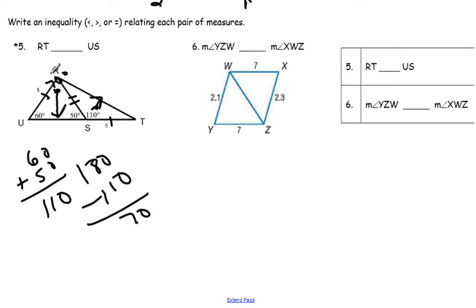So now we're looking at side RT, which is here, and side RT is opposite the 110 degrees. Side US, which is here, is opposite the 70 degrees. So making a comparison, side RT is greater than side US because the angle opposite RT is greater than the angle opposite US.